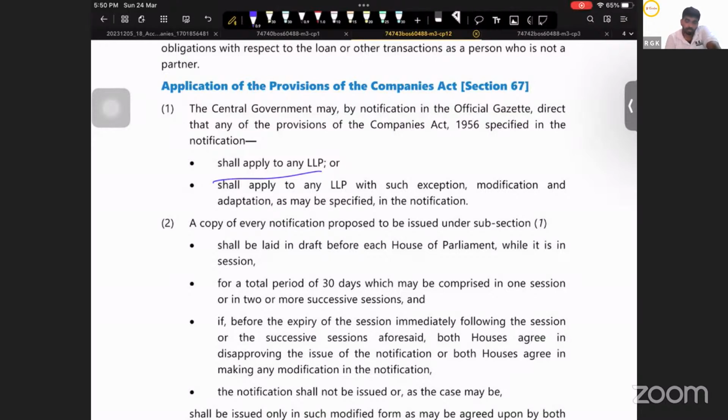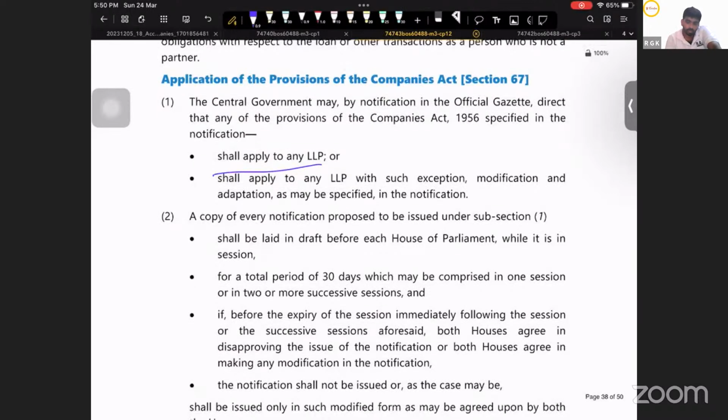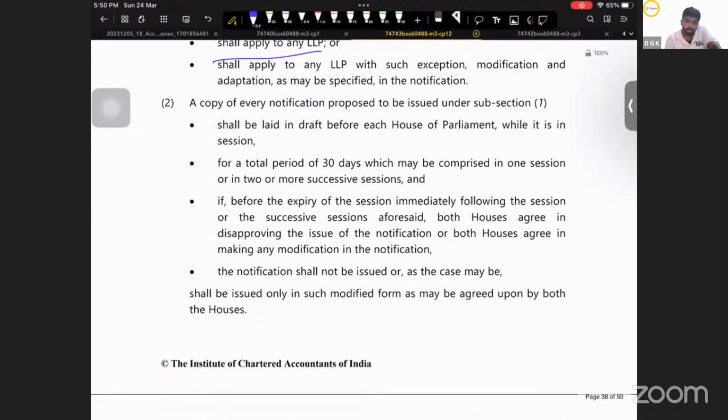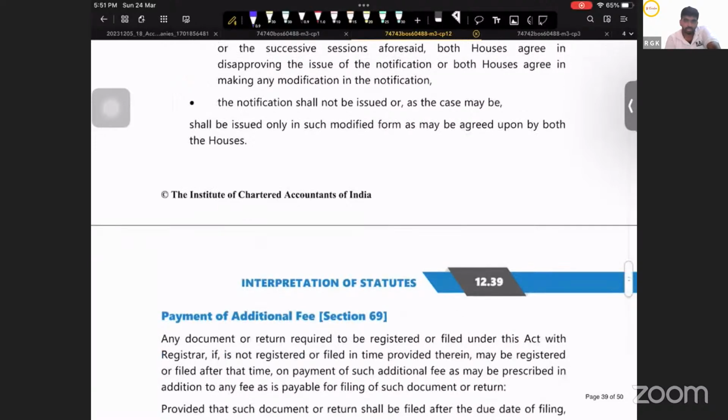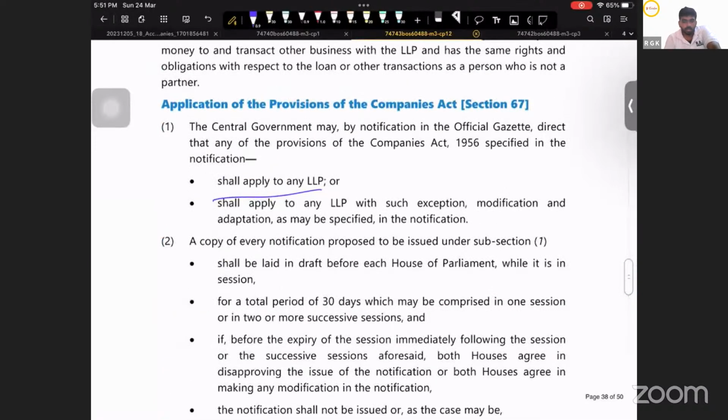before each house of the parliament while it is in session for a total period of 30 days, which may be comprised in one session or in 2 or more successive sessions. And if before the expiry of session, immediately following the session or successive sessions aforesaid, both houses agree in disapproving the issue of notification, or both houses agree in making any modification in the notification, notification shall not be issued, or as the case may be, shall be issued only in such modified form as may be agreed upon by both the houses. This is when you are making provisions of Companies Act applicable to LLP.